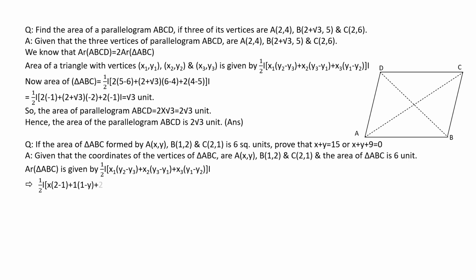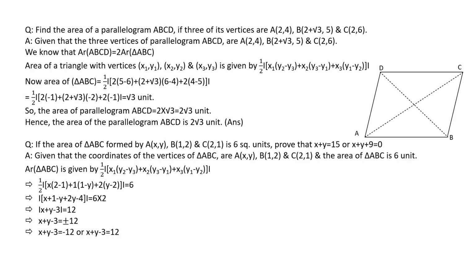So it can be written as 1 by 2 whole into x into (2 minus 1) plus 1 into (1 minus y) plus 2 into (y minus 2) equals 6. This implies determinant of x plus 1 minus y plus 2y minus 4 equals 6 into 2, or determinant of x plus y minus 3 equals 12. So when we remove the determinant, we get x plus y minus 3 equals plus or minus 12.